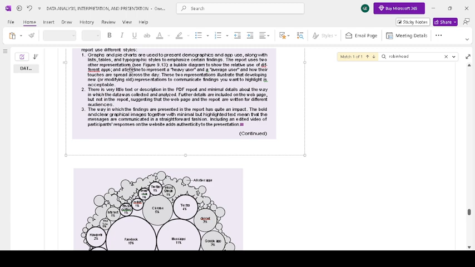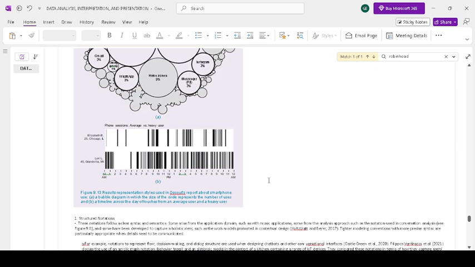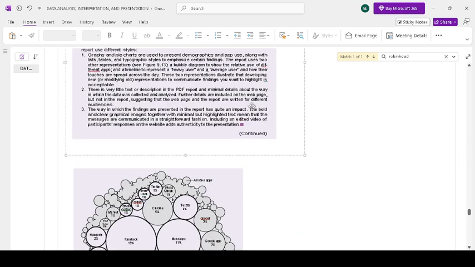The report uses two other representations: a bubble diagram to show the relative use of different apps, and a timeline to represent a heavy user and an average user, and how their touches are spread across the day. So here's the graph throughout the day, from 12 a.m. to 12 a.m. These two representations illustrate that developing new or modifying old representations to communicate findings you want to highlight is acceptable. There is very little text or description in the PDF report, and minimal details about the way in which the data was collected and analyzed.